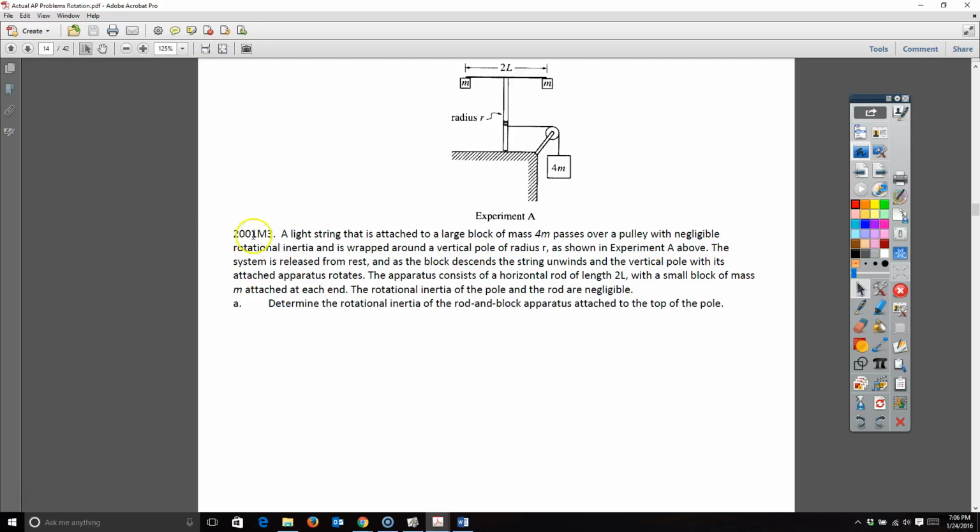Hey, this is Horner. We're going to look at 2001 M3. You have this apparatus set up where you have a pole that can turn. There's a string wrapped around it. It goes to a pulley down to a mass of 4M.